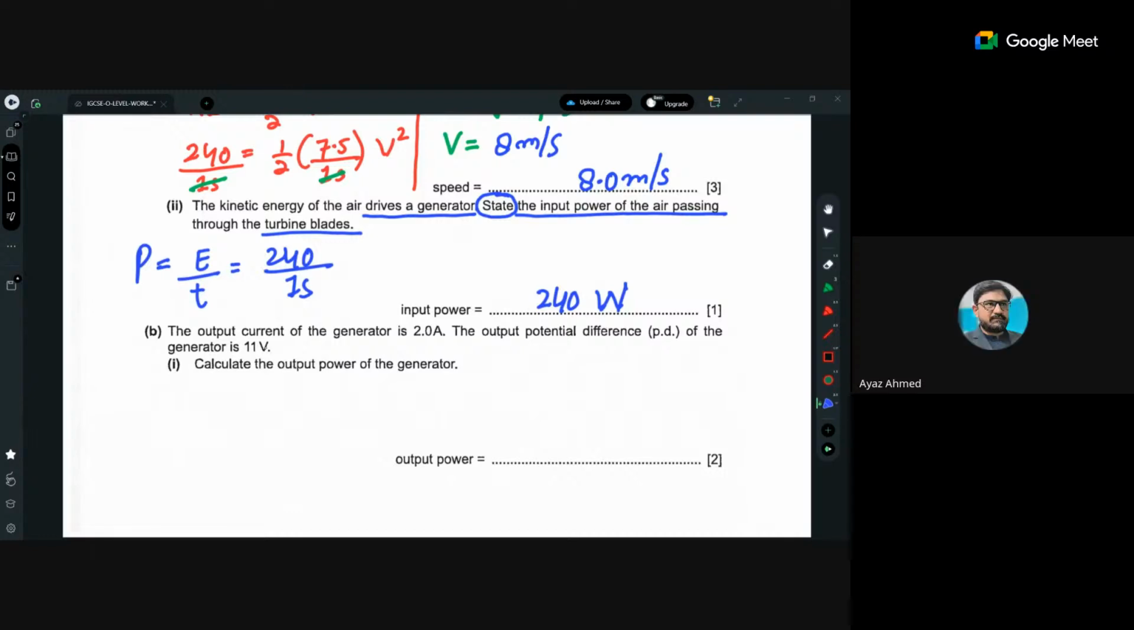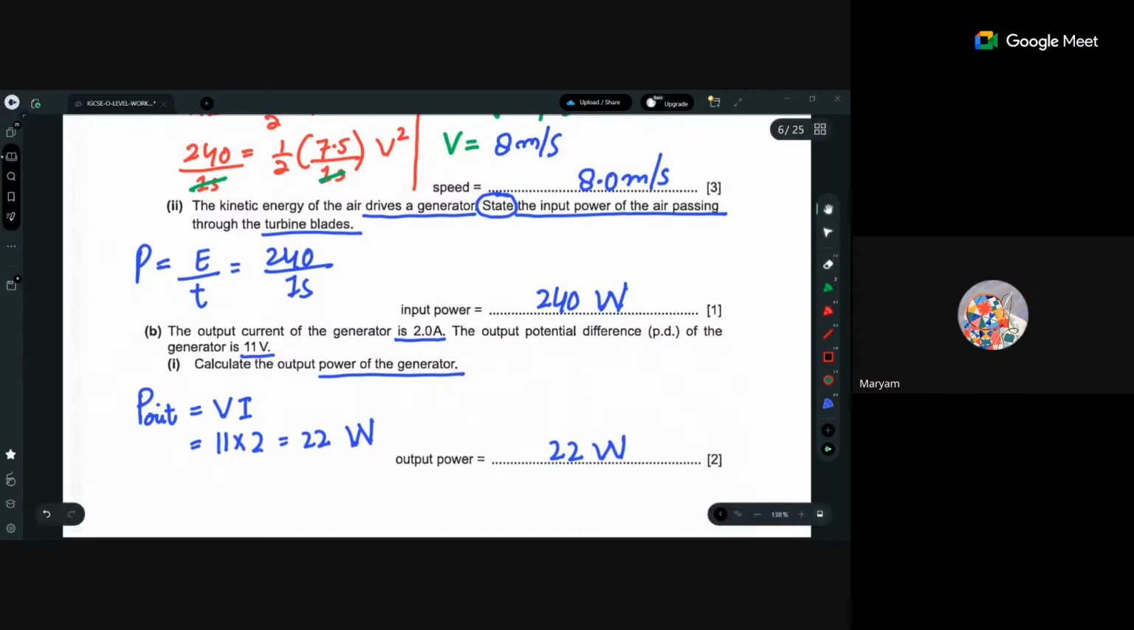Then the output current of the generator is 2 ampere. The output potential difference of the generator is 11 volts. Calculate the output power of the generator. Power is equal to V times I. V is 11 volts, and the current is 2 ampere. So you have 22 watt as an output. Is it clear to you?